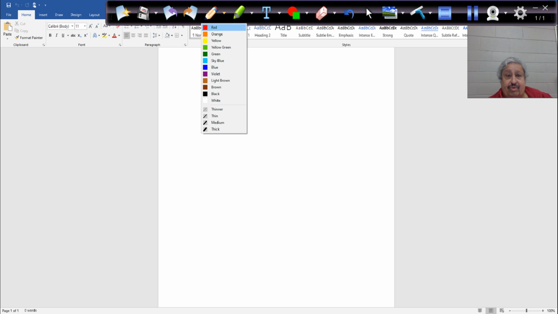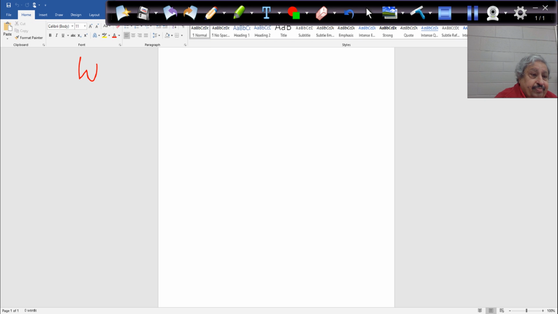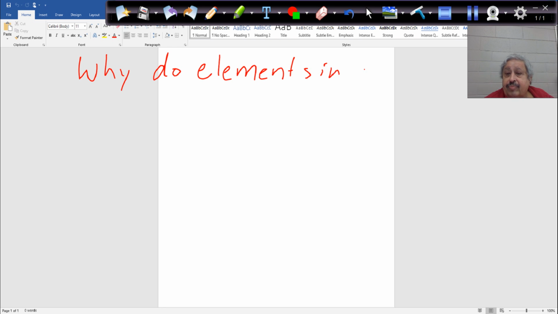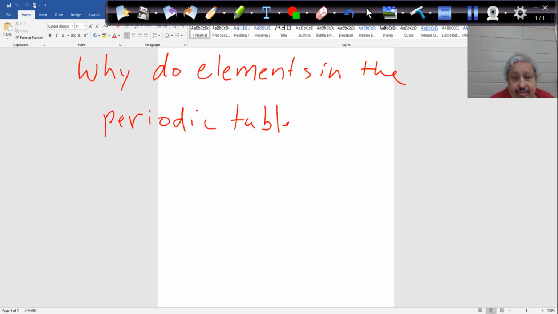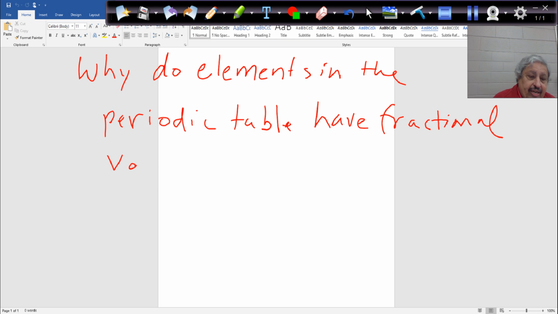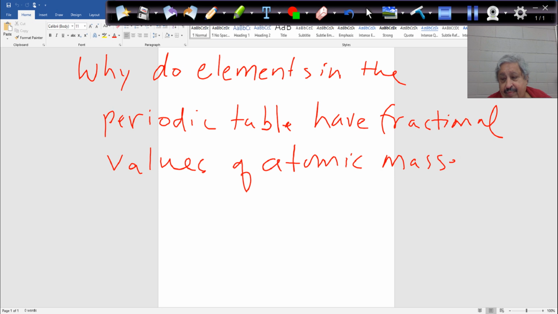Okay, the question to us here: why do elements in the periodic table have fractional values of atomic masses? That's a good question here.